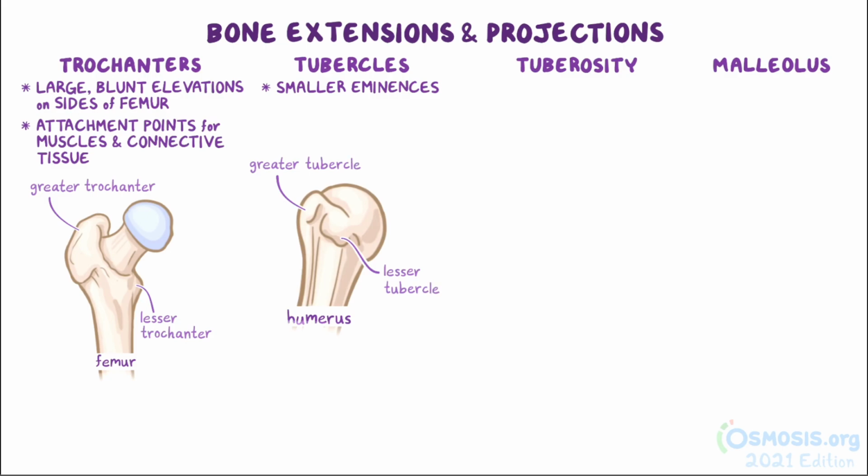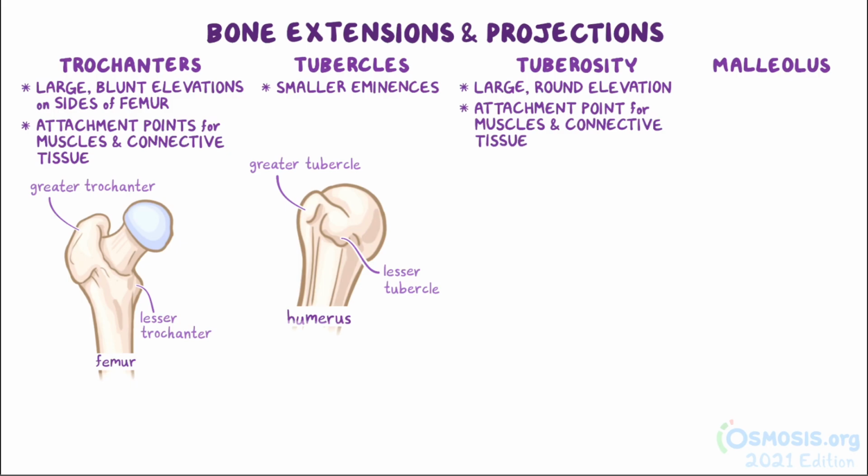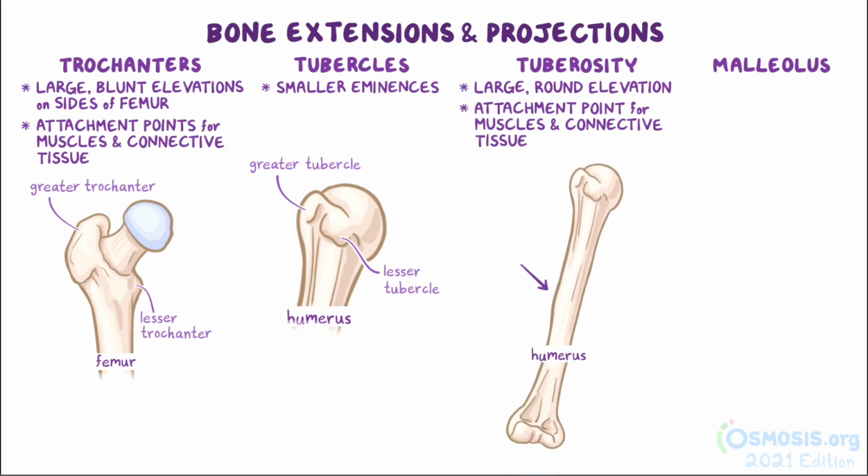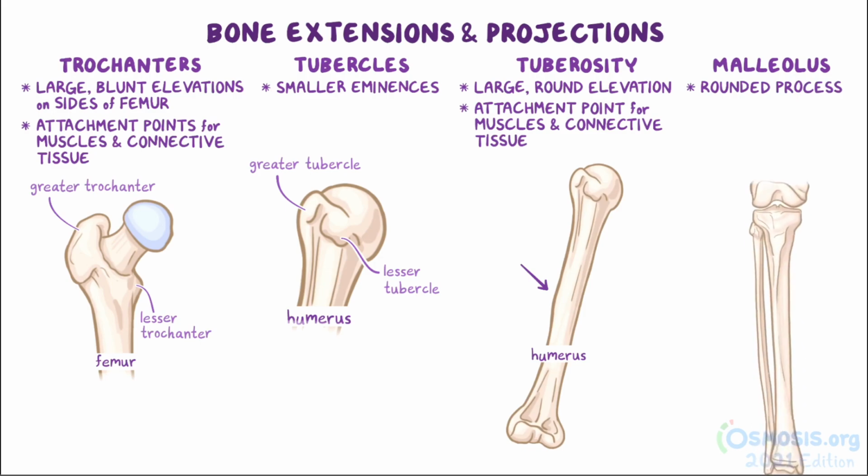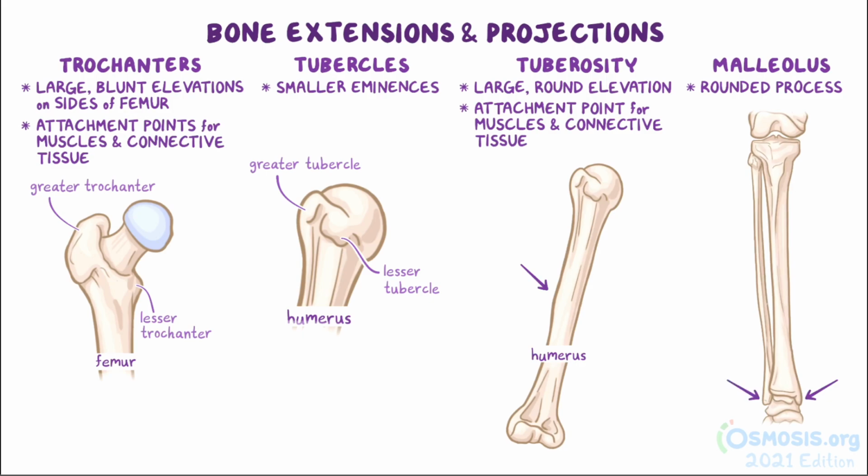Next is a tuberosity, which is a large, round elevation that also serves as an attachment point for muscles and connective tissue. An example of a tuberosity lies near the middle of the shaft of the humerus, called the deltoid tuberosity, where the deltoid muscle attaches. Finally is a malleolus, which is a rounded process. The popular examples would be the medial and lateral malleoli on each side of the ankle, which are projections of the distal tibia and fibula.